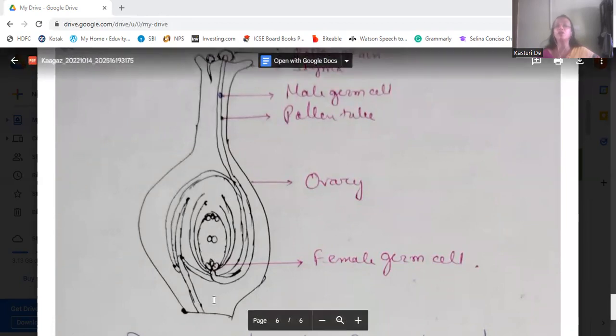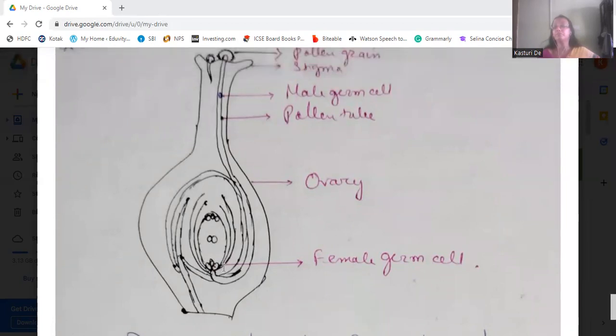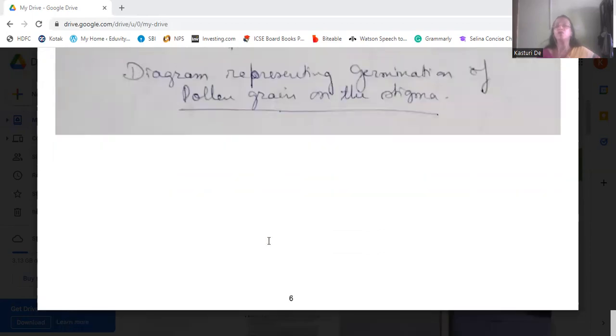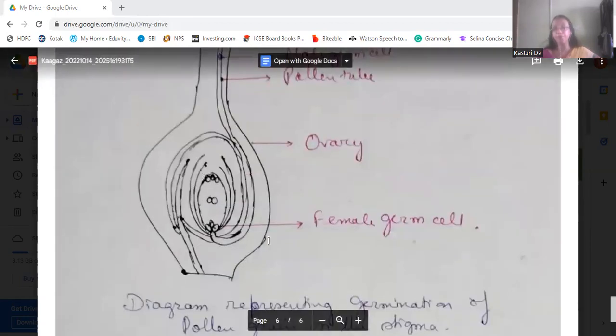The two male gametes will fertilize the female germ cell and the polar nuclei. Okay, and therefore there will be double fertilization, which will result in the formation of seed and the fruit. So this is the diagrammatic representation of the germination of the pollen grain on the stigma. Okay. So this is the end of the chapter.